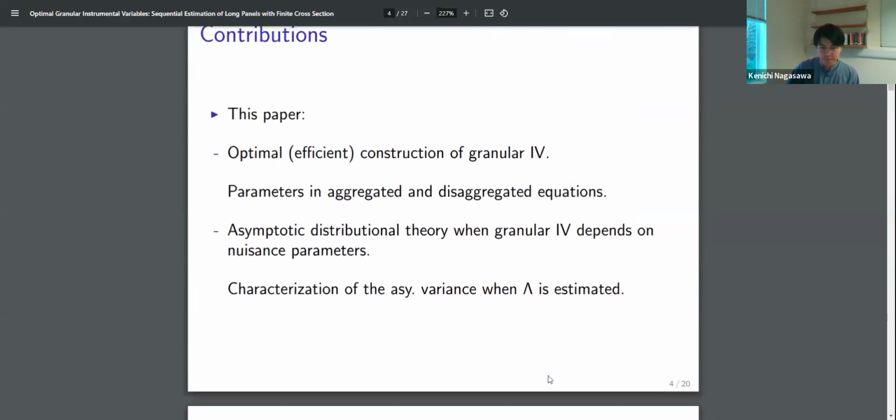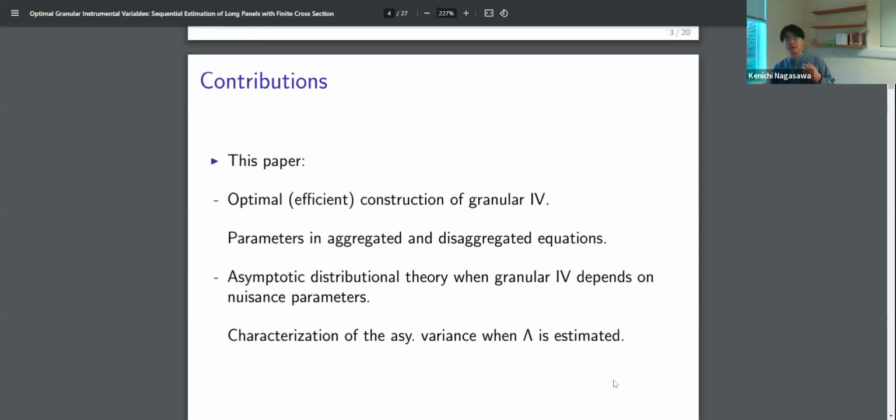So in terms of the contribution, there are two things that we do in the paper. The first thing is to construct optimal or efficient granular IV to estimate the structural parameter or the causal effects. I just talked about the parameter of interest in the aggregated equation. That's one setting where you apply granular IV, and there's also another setting where you want to estimate a structural parameter in disaggregated equations. So I'm going to talk about these two cases and how to construct an efficient granular instrumental variable estimator. That's the first part of the contribution.